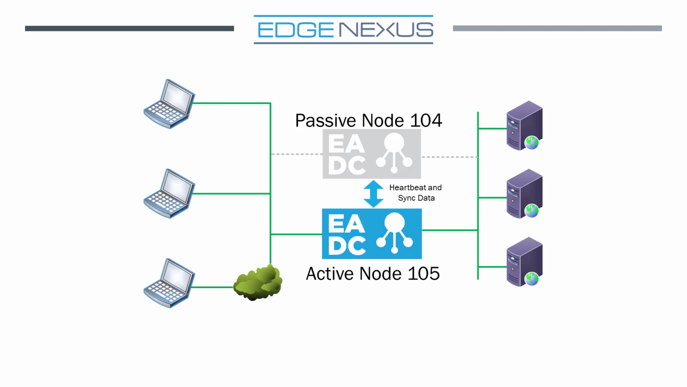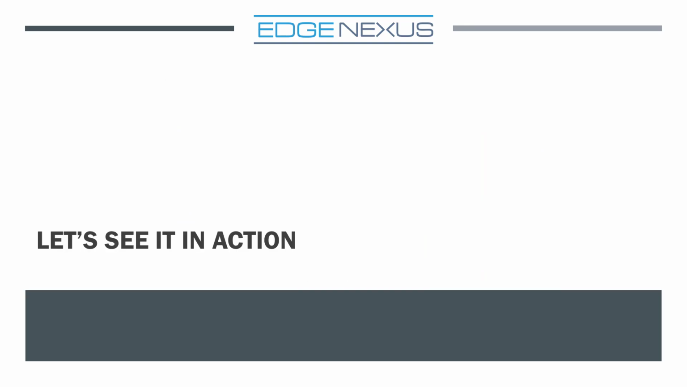The heartbeat and sync signal between the ADC nodes ensure this handover is smooth and very timely. The old active ADC can now be taken offline, corrected, and brought back online within the cluster. It will then assume the role of a secondary ADC node. Let's now see the clustering in action.